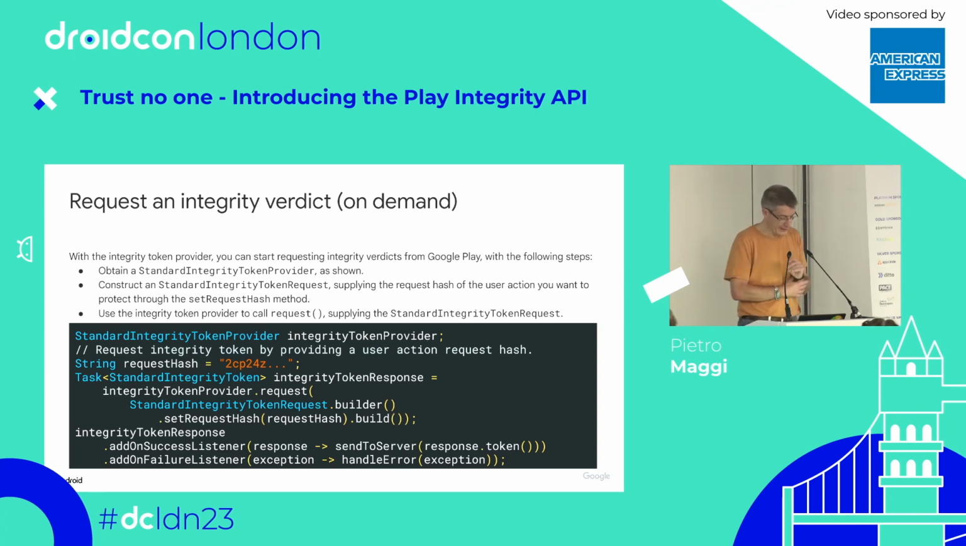You use the standard integrity token provider to request, and you see that the parameter you need to pass here is the request hash. Never going to find it. Okay, here is the request hash.